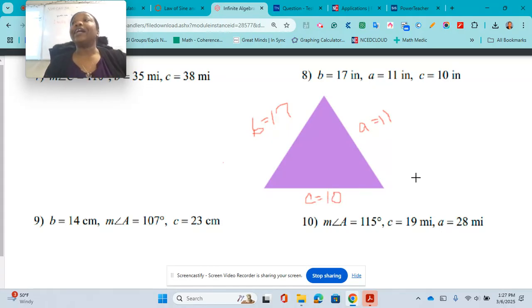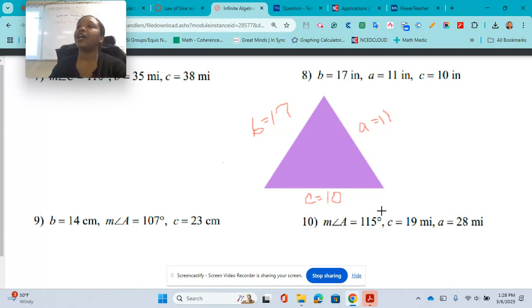All right. Can we use the law of sine? No. In order for you to use the law of sine, you have to have an angle and a side length with another angle or side length. We have nothing but sides. This is SSS. Now, we know we need to use the law of cosine.